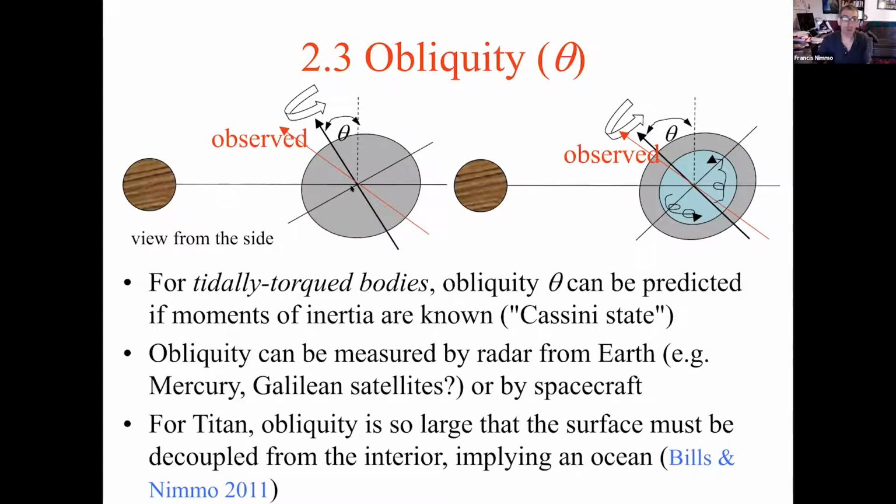The red line is a schematic of the measurement at Titan. What you can see is that the observed obliquity is much bigger than the predicted for a solid Titan, but it's about right for a Titan that has a subsurface ocean. And so the large obliquity of Titan is telling us that it has a subsurface ocean. This is the strongest piece of evidence that we have for an ocean on Titan.